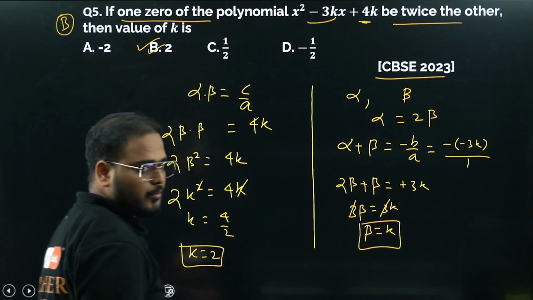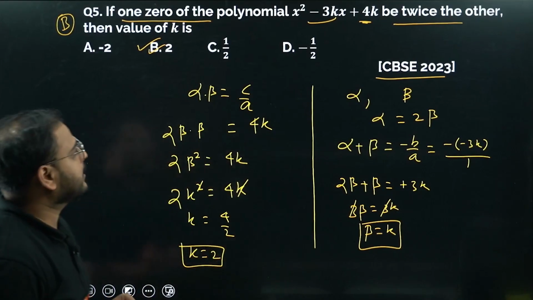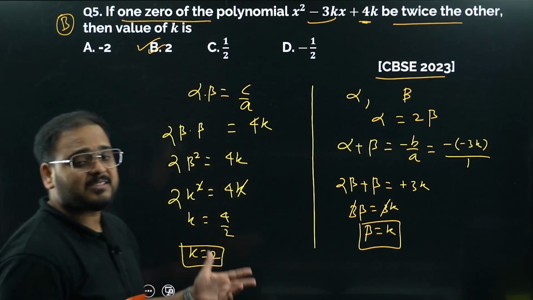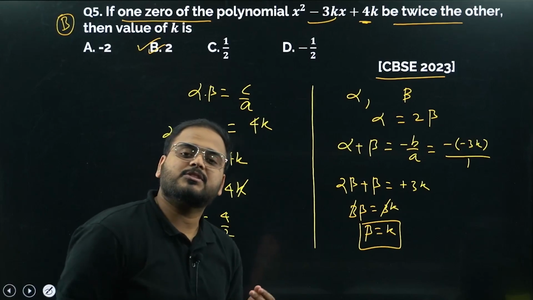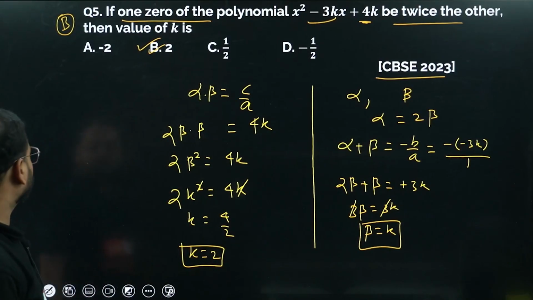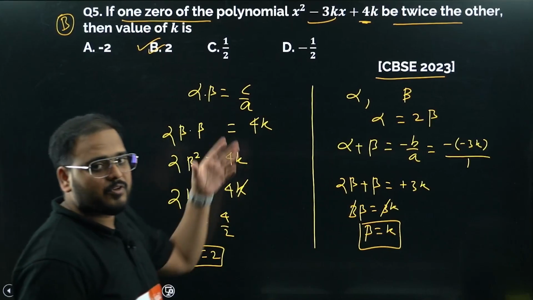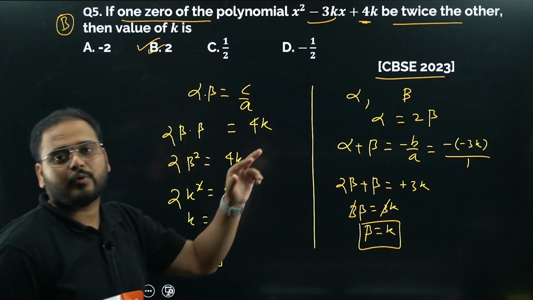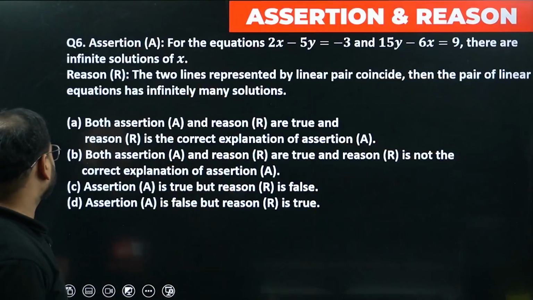Alright. Good question. A very good question. This can be asked again; if they want, they can ask a similar question in the 2 marker category also. Have a look. k equals to 2 is my answer when the roots of the given quadratic polynomial are such that one root is twice the other.